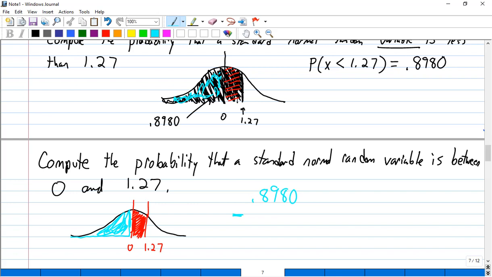0.5. Just like I told you earlier when I was drawing the bell-shaped curve and showed you the symmetry, if you're at 0, the area to the left is 0.5, the area to the right is 0.5. So we will subtract out the 0.5, and that's my answer. That's the area between the two, which corresponds to the probability. So I believe even I can subtract this: 0.3980. That's my answer.